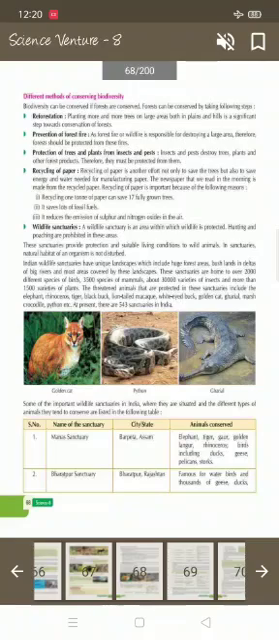Wildlife sanctuaries. A wildlife sanctuary is an area within which wildlife is protected. Hunting and poaching are prohibited in this area. These sanctuaries provide protection and suitable living conditions to wild animals. In sanctuaries, the natural habitat of organisms is not disturbed.